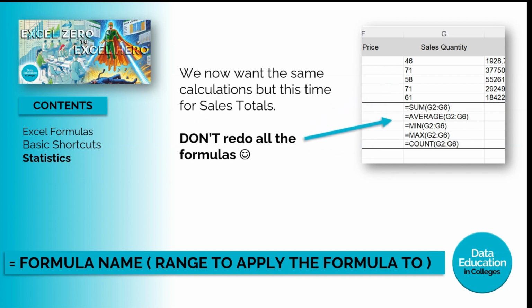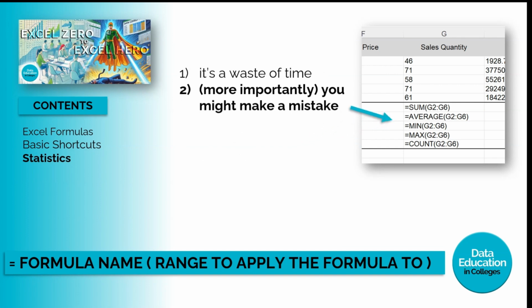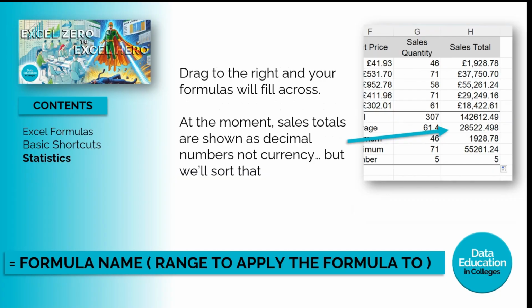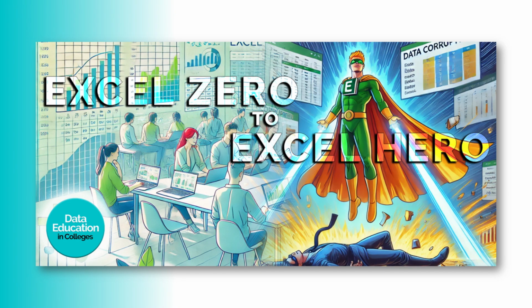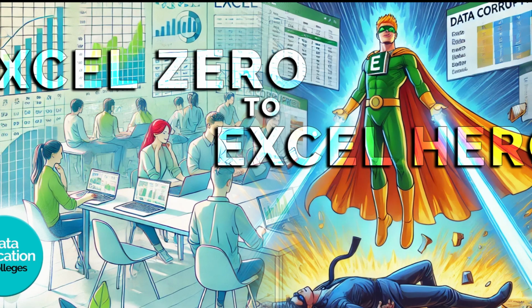We would now want the same calculations, but this time for total sales next to it. Don't go redoing it all. Select all those cells using your white cross. And then with them all selected, hover over the bottom right hand corner until that fill handle appears. With them selected, just drag to the right and they'll all fill in. Obviously at the moment, sales totals are shown in decimal numbers, not currency, but we'll sort that just now.